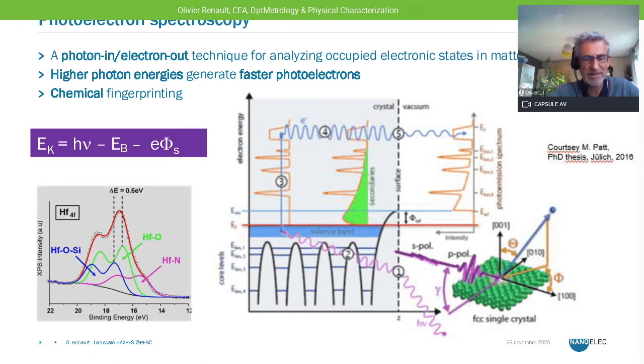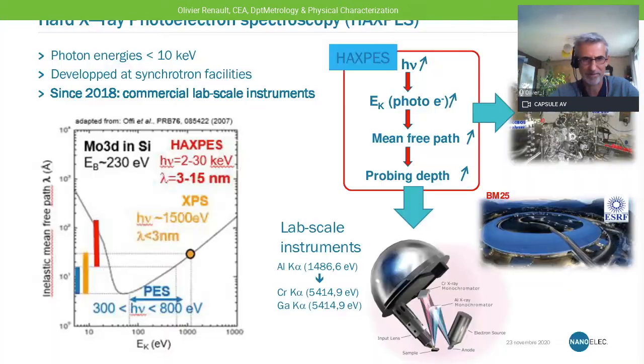So besides elemental analysis, you can also have, and this is a very key advantage of the technique, chemical fingerprinting through the core level chemical shift. You have an example below. You can very easily, within the probe volume, discriminate different kinds of bonding states for a particular element.